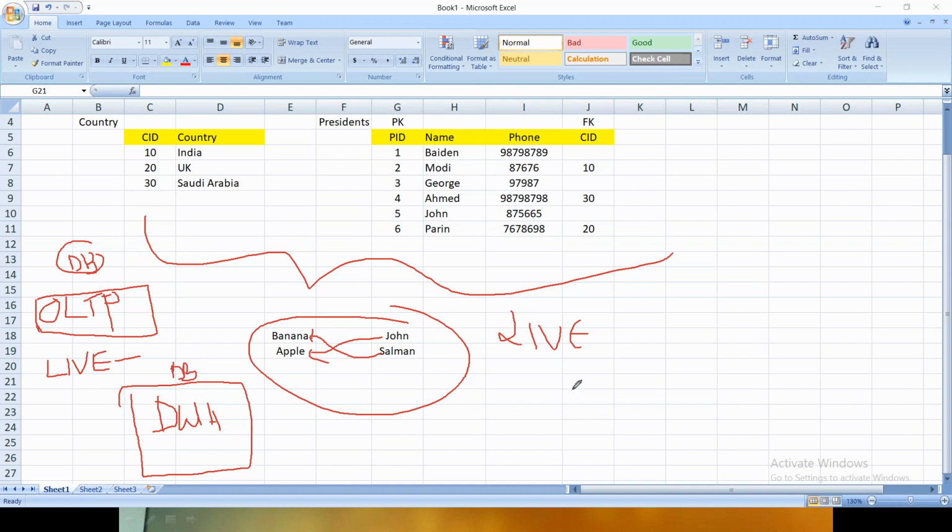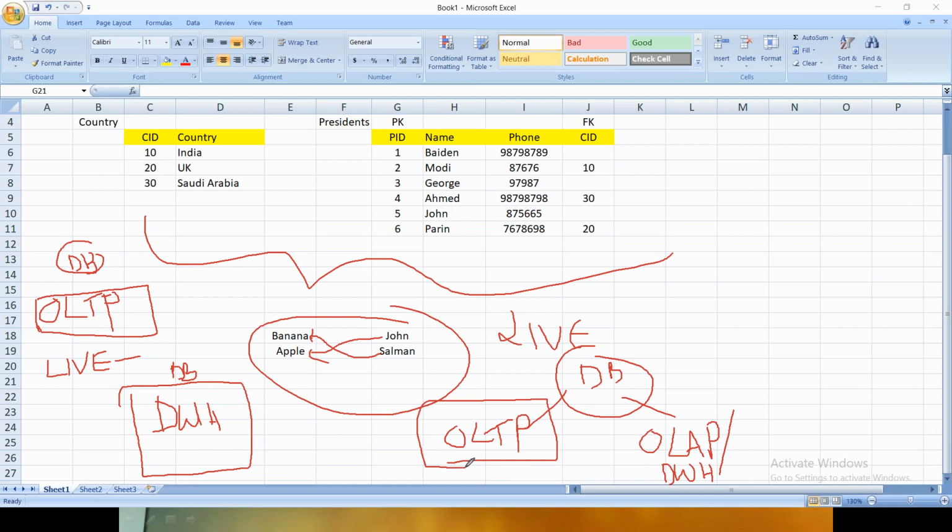So databases are of two types. One is called OLTP databases. OLTP means online transaction processing databases. And you have one more database called OLAP databases. OLAP means online analytical processing. It is called a data warehousing database. Clear? Live data, current data, fresh data is available in OLTP.